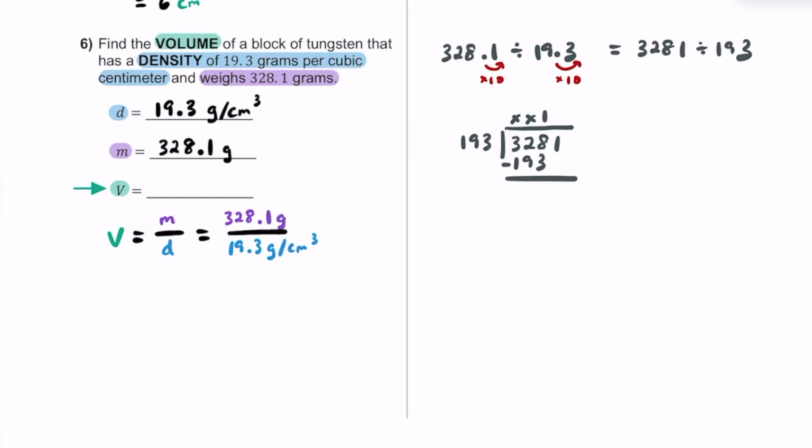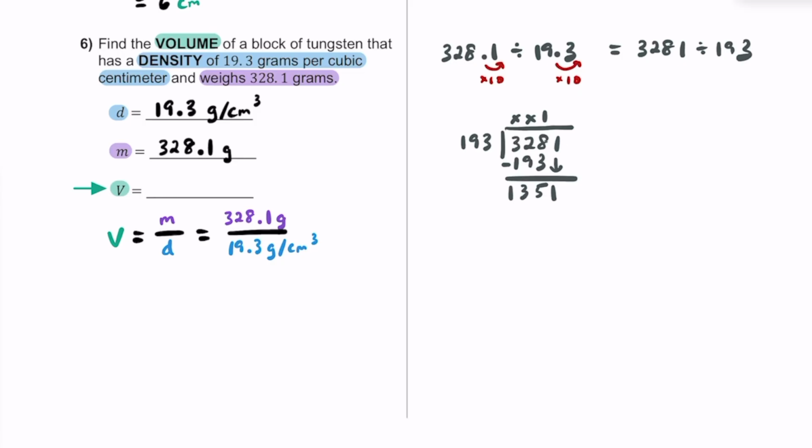And let's make sure our remainder here is going to be under 193. So we're going to have a 5 here, and then 12 minus 9 is going to be 3, and then 2 minus 1 is going to be 1. So this 135 is less than 193, so that makes sense. Let's bring down this 1.